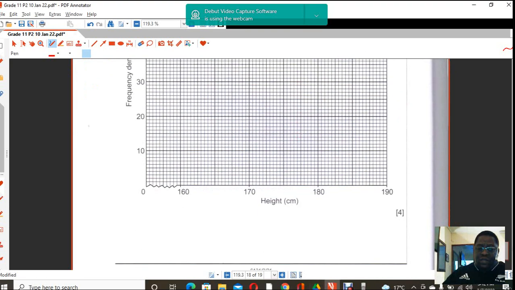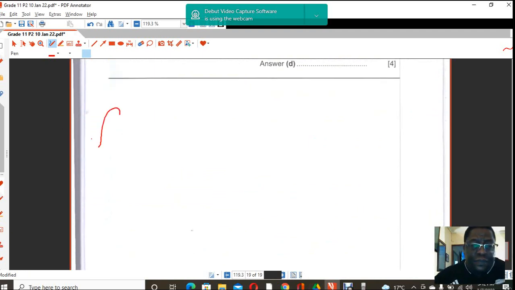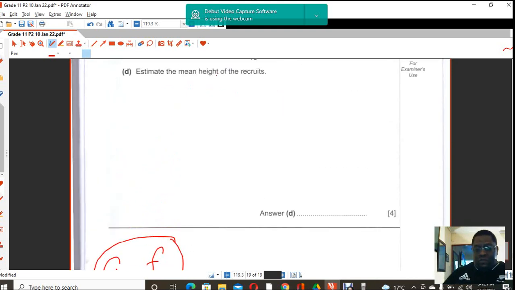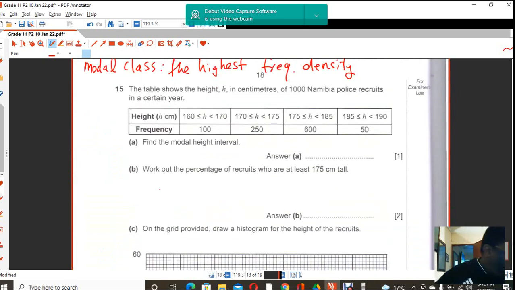Let me just come down here and then maybe we do it here under. So frequency density is calculated by taking the frequency, very important that you understand that, and we divide by the class width. Are you with me? The frequency divided by the class width. So I'm going to use this formula to find the frequency density of each one of those, and I'm going to write the frequency density on the table just on top here. Okay.